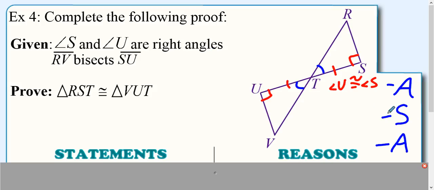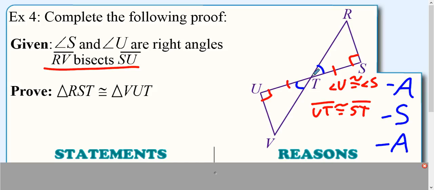Then we've got our side. The side that we marked up right here, UT is congruent to ST. We got that from these markings right here. We got those markings because it said RV bisects SU, and bisect means cut in half. So that's the definition of bisect, and bisect was given. And then our third piece of information, it's right here, these blue marks.